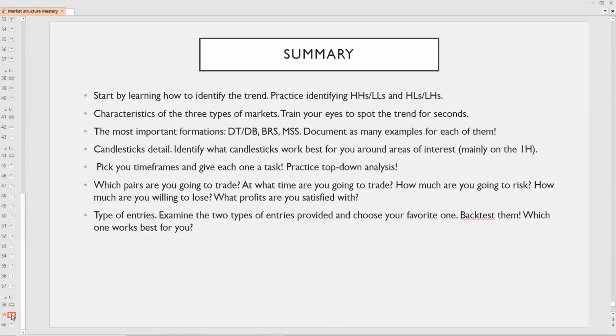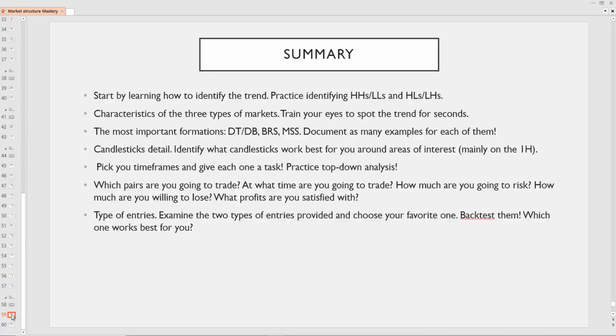Okay, so first of all, it's really important to start by learning how to identify the trend, because again, the trend stays at the foundation of every strategy. And if you cannot identify a trend, if you cannot read simple higher highs, lower lows, higher lows, and lower highs as well, then you're definitely having a lot of work to do. Okay, so if you still struggle with that, make sure to focus on that first. Okay, and then go on to the other things.